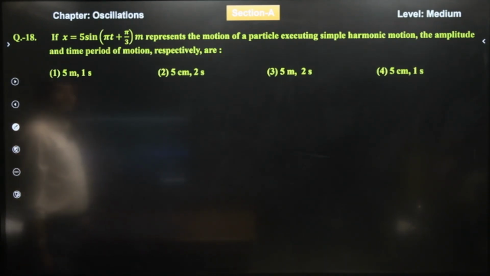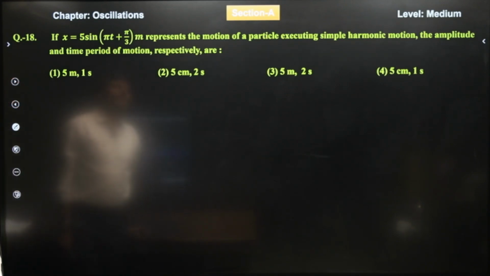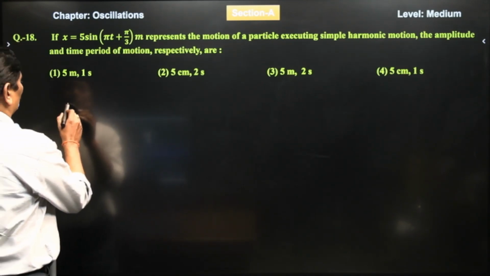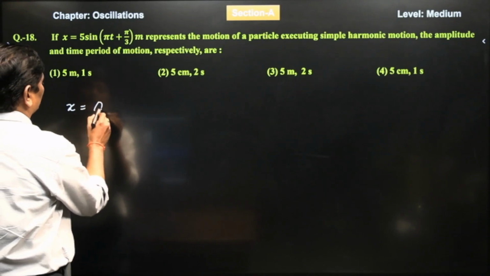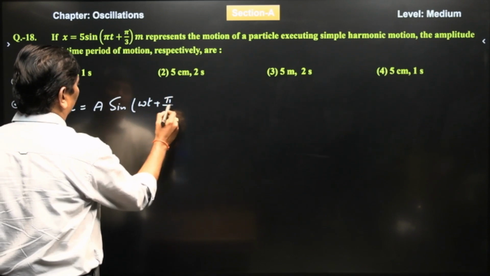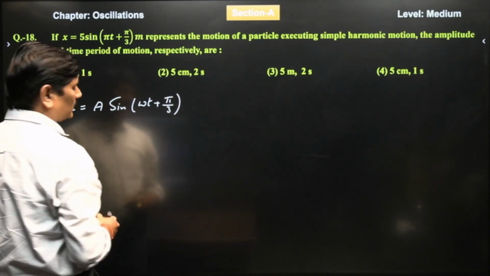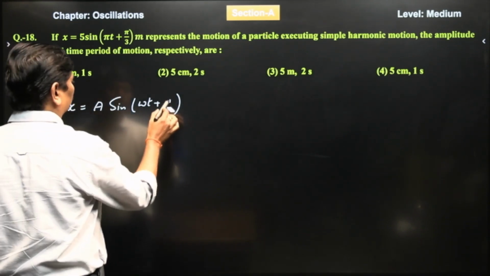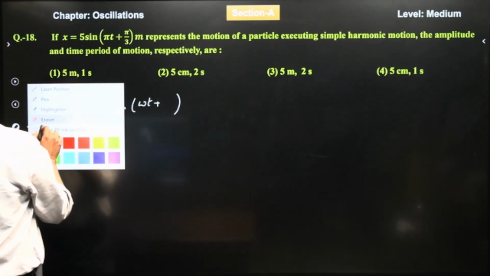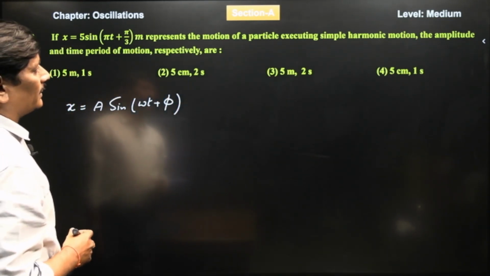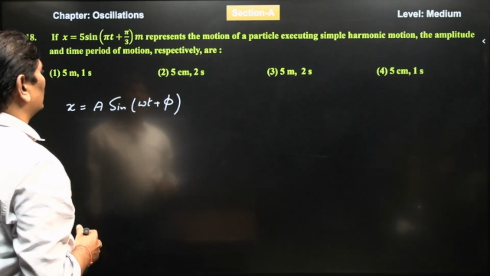Next question, oscillations. You are given a standard equation, x is equal to 5 sin pi t plus pi by 3. You can write that equation as simply x is equal to A sin omega t plus pi by 3. It is a standard form, omega t plus phi. It represents the motion of a particle executing simple harmonic motion.